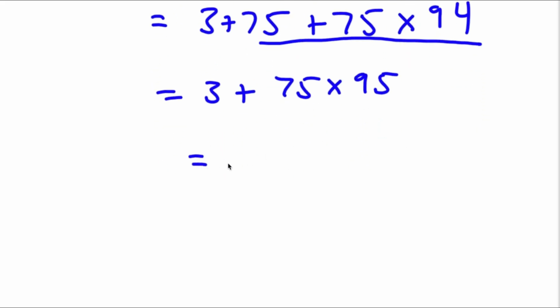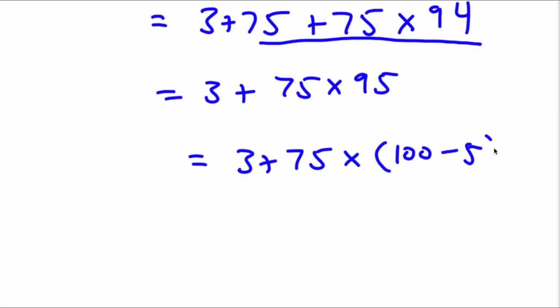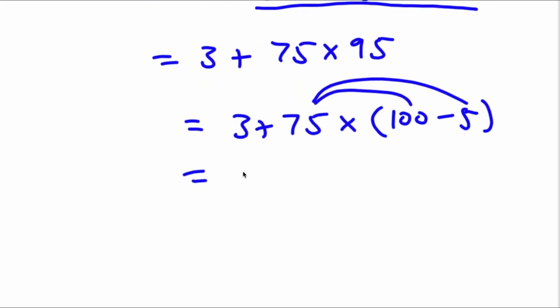And 95 here, this is the same thing as 100 minus 5. So now I have 3 plus 75 times 100 minus 5. Now I can distribute the 75. So now I have 3 plus 7,500, because 75 times 100 is 7,500, minus 75 times 5.